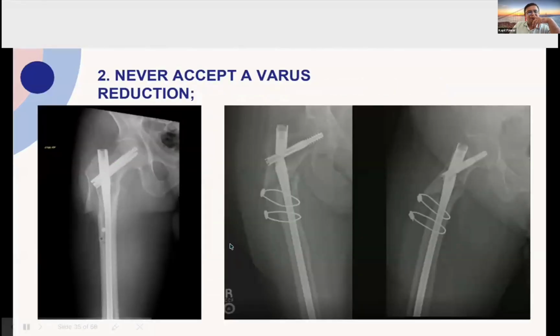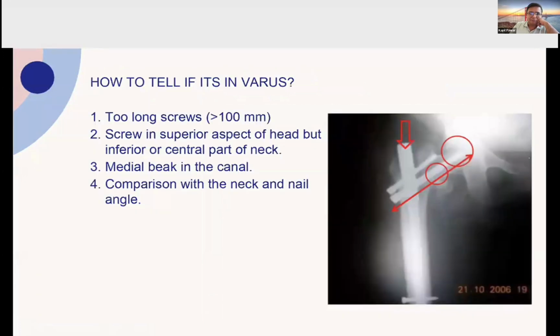Never accept a varus reduction, and we can have some tips and tricks. Only putting wires in a varus will not avoid the failure of an implant, as you can see. How can you know if you're going in varus? If you see that the screw is in the superior aspect in the head, but in the inferior middle aspect in the neck, the beak in the canal, these are some signs that you're probably going in varus.